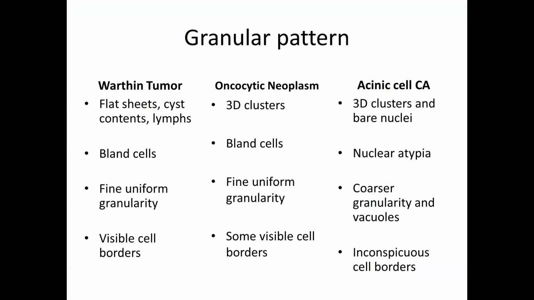Acinic cell carcinoma looks considerably different from those other two. Again, the low power pattern is going to be three-dimensional clusters, sort of heaps of cells, as well as lots of bare naked nuclei floating around in the background. There tends to be more nuclear atypia. The granularity tends to be coarser with lots of vacuoles, and you also get inconspicuous cell borders in contrast to those oncocytic tumors.